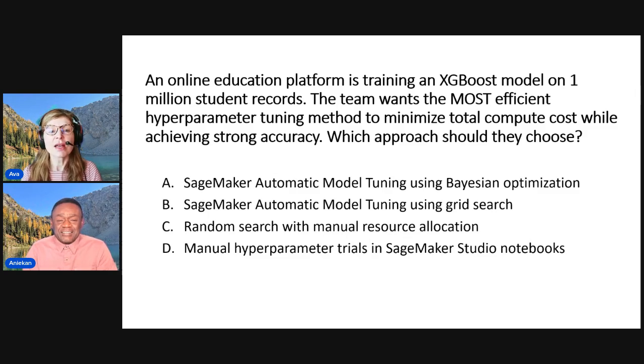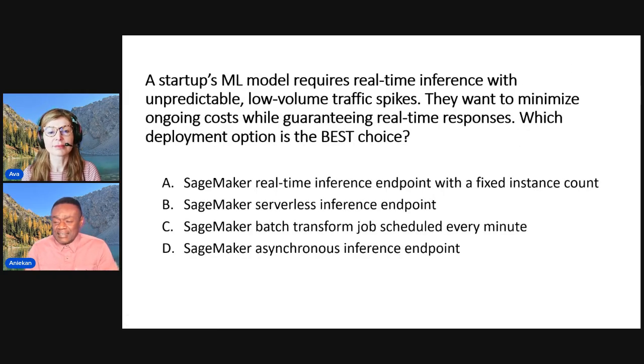Question three. A startup ML model requires real time inference with unpredictable low volume traffic spikes. They want to minimize ongoing costs while guaranteeing real time responses. Which deployment option is the best choice? Let's take a look at that. So these are the options.